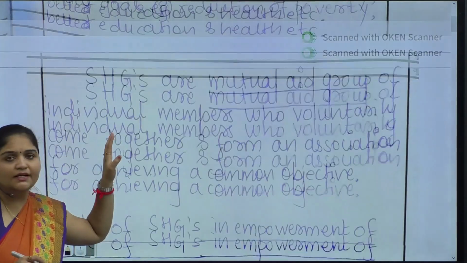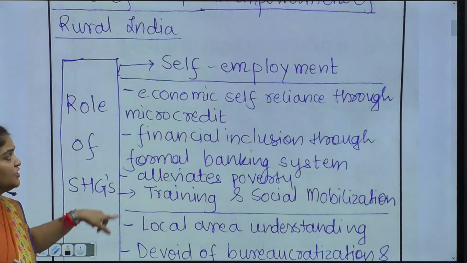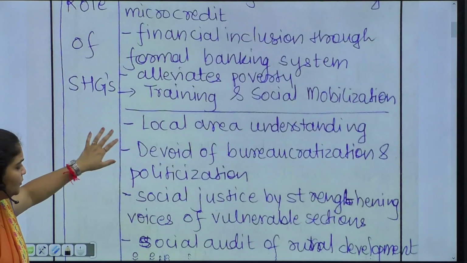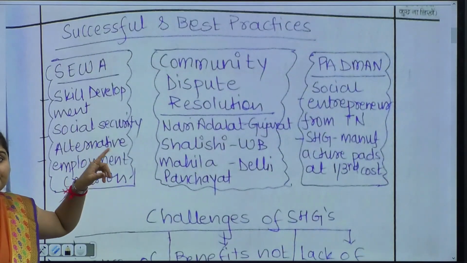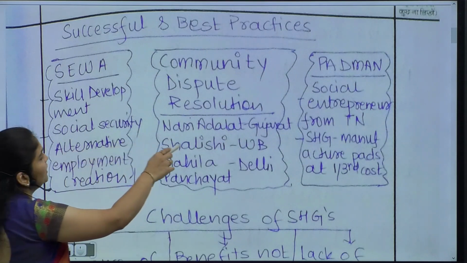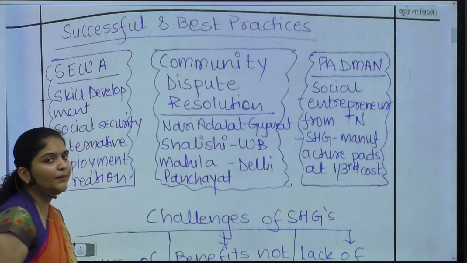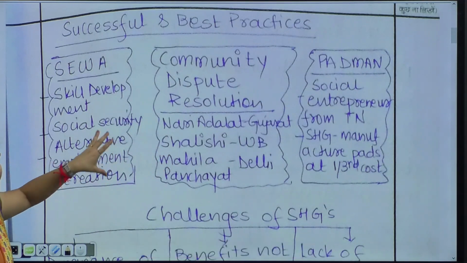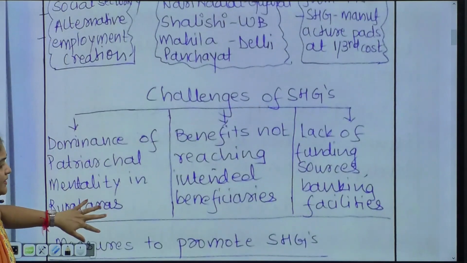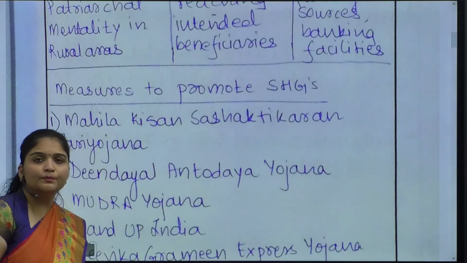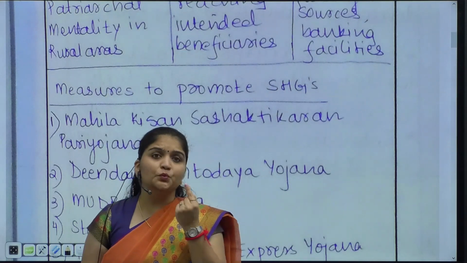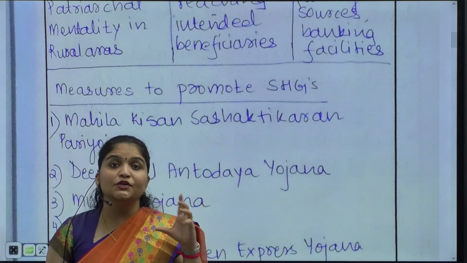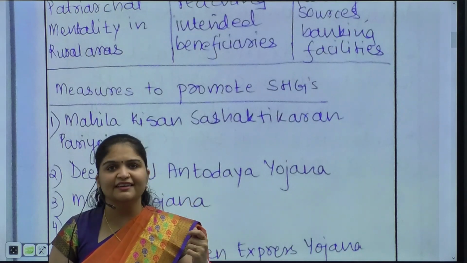Then we explain what SHGs are, and what the role of SHGs is across various parameters: self-employment, training and social mobilization. What are the best practices of SHGs, like Seva, community dispute resolution, Padman, Nari Adalat in Gujarat, and others I have given as examples. So we can talk of the best practices, the challenges they face and the measures to promote SHGs. This question will get that one extra mark, one because of the case studies and models, and second because we brought a unique introduction. Fine?